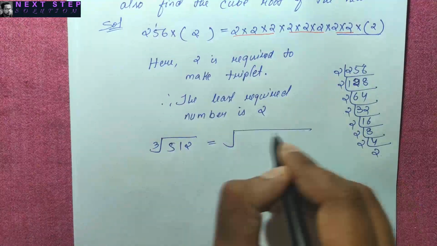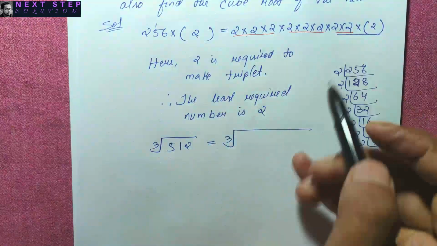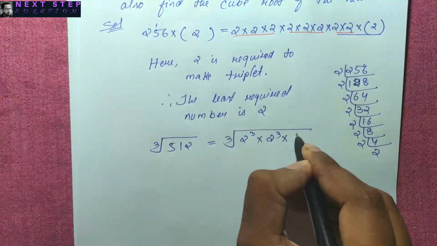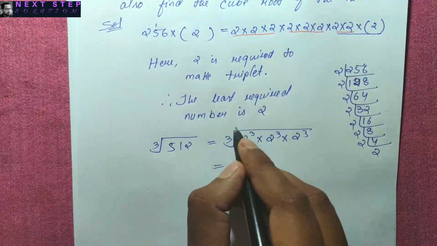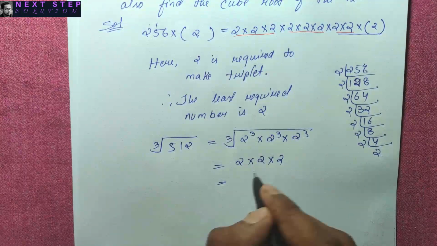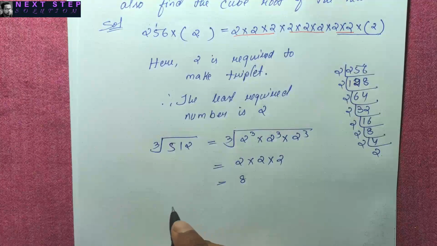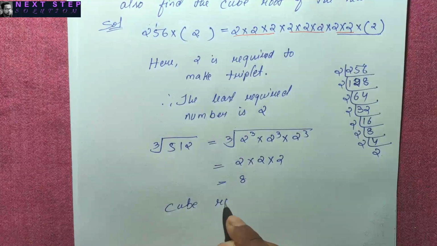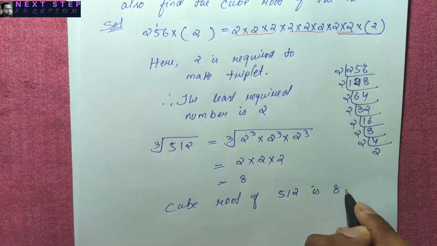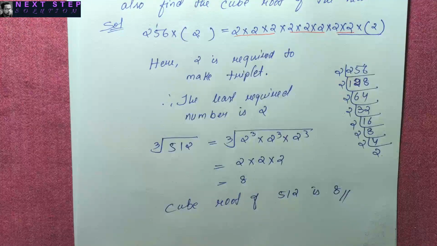Now, we need to find out the cube root of 512. So, the cube root of 512, we have triplets of 2, 2 and 2. So, I can directly write it as 2 cube and 2 cube. Now, cube and cube root will be cancelled. 2, 2 and 2 will be left out. 2 twos are 4, 4 twos are 8. So, the cube root of 512 is 8. We also found the cube root of the new number.